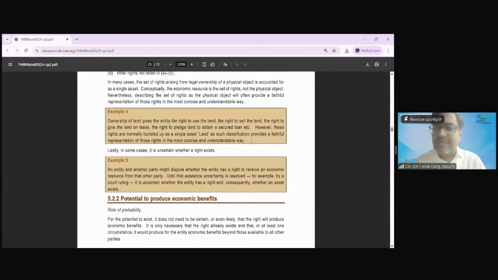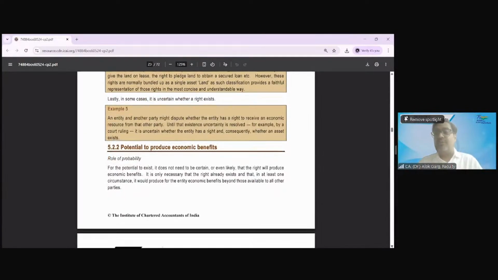So what will you capitalize in your balance sheet? All the different rights, or only the building? Only the building, sir. You purchased a building, you will pass an accounting entry: building account debit to bank account. By purchasing a resource, by purchasing an asset, you are getting multiple rights, because it's a resource. So this is what it talks about. It should have a potential to produce economic benefit, right?